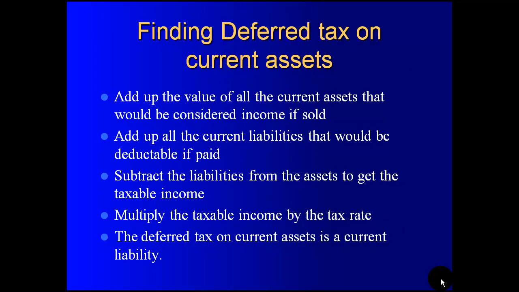The way that you would find this is you add up the value of all the current assets that would be considered income if you sold them. Then you add up all the current liabilities that would be deductible if you paid them. You find the difference, and that is your taxable income. You multiply the taxable income by the tax rate, and that is your deferred tax on current assets. And it is a current liability, even though you may or may not pay it within the next year. Because it relates to current assets and current liabilities, it's a current liability.